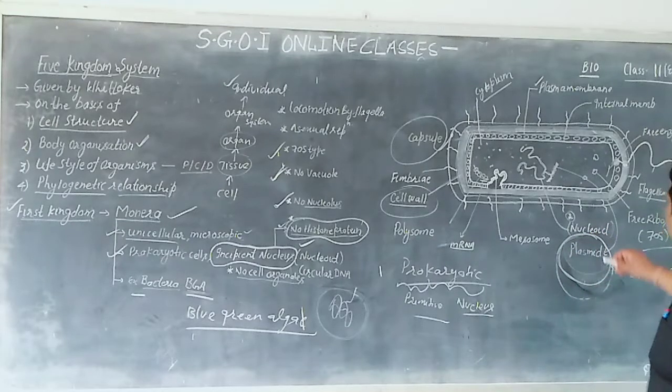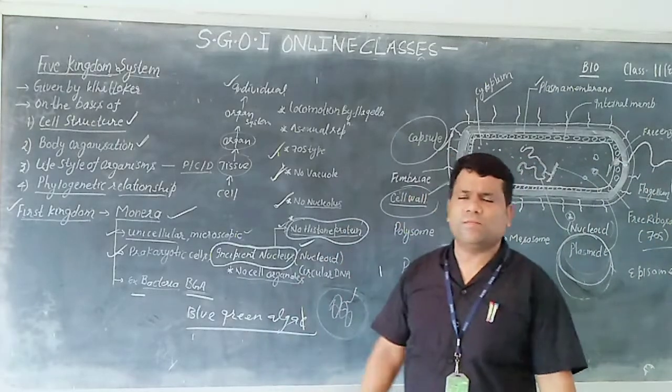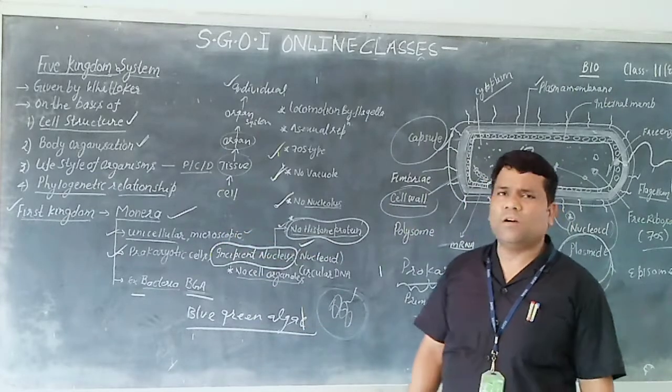Now comes the other point. As you know, in prokaryotic cells 70S ribosomes are found. So these ribosomes are called 70S, and this one is known as the flagella, and here free enzymes are found. So these are the structures of a prokaryotic cell. By these characters we have to put different types of organisms into Monera, the first kingdom of the classification system.